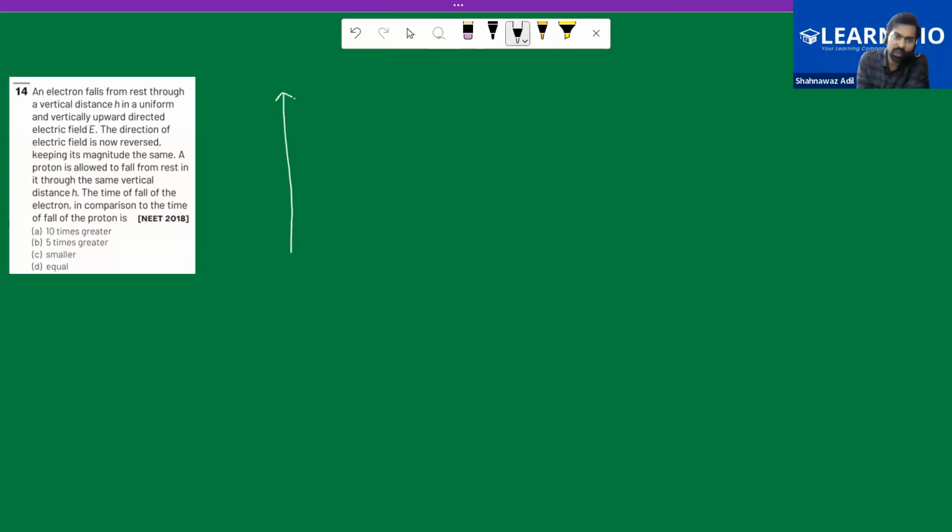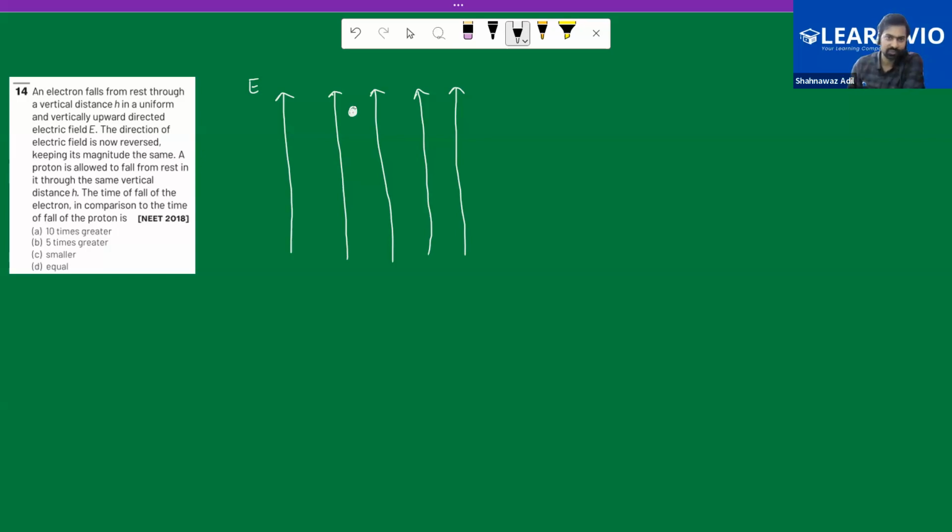We have an upward electric field, right? So this is the upward electric field, and then the electron is falling vertically. So let's say this is the electron. What is the charge on the electron? Positive or negative? Yes, the charge on the electron is negative, right? So this is minus.